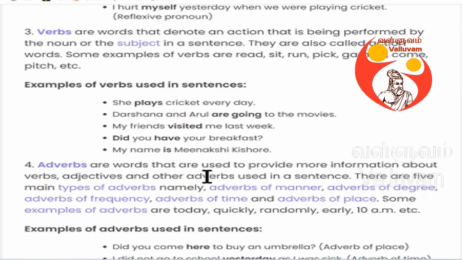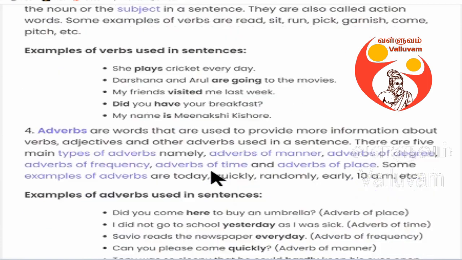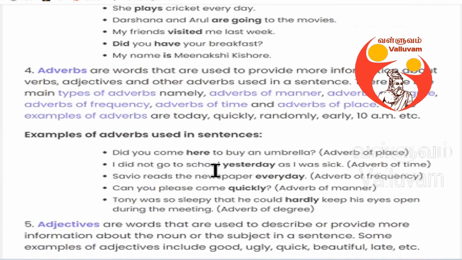What about an adverb? An adverb describes a verb. So if we said somebody went to school and then we say he went very slowly to school, that slowly is an adverb because it describes how he went. Did he go slowly or very fast? So it describes a verb. It gives more description to the verb. So therefore it's an adverb.